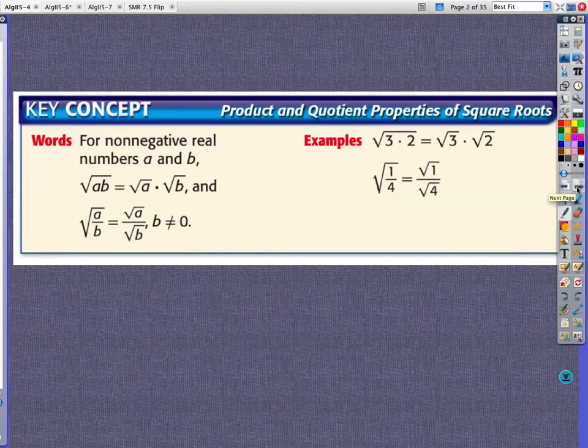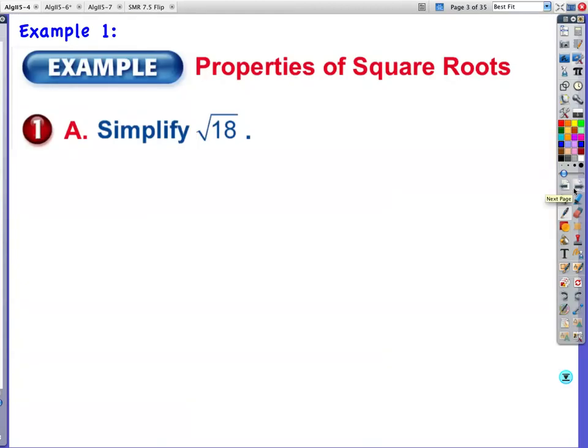Kind of a basic rule here. Anytime you multiply under the radical, you can actually split them apart. And the same with division, you can split them apart separately. However, just a side note, you cannot divide by 0, so b cannot be equal to 0. So if you have square root of 3 times 2, that could be square root of 3 times square root of 2, and same with your division. All right, let's apply it. You've had this in Algebra 1. This should be kind of a quick review.